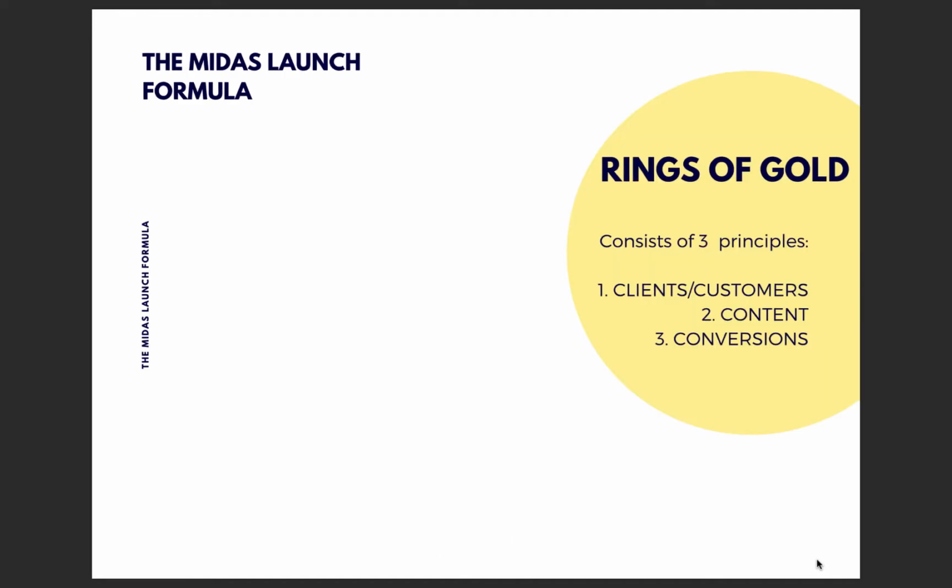And now we have the rings of gold, like I talked about earlier. I had three principles: clients slash your customers, your content, and your conversions. Without those three things, you will not succeed in launching your course. Okay, you will struggle, you will waste time, you will get frustrated, and all those other negative feelings that you don't want. Okay, so let's get into the three rings.